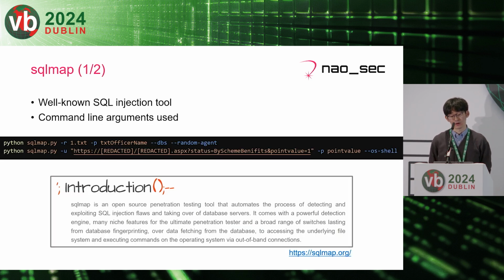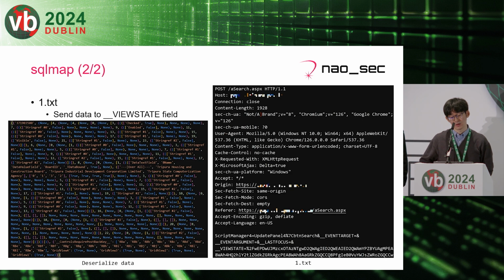SQLmap is a well-known SQL injection tool. The attacker used it to begin their attacks. They used SQLmap in 2 main ways. The first was to access the database. They used a view state vulnerability to access the database data.